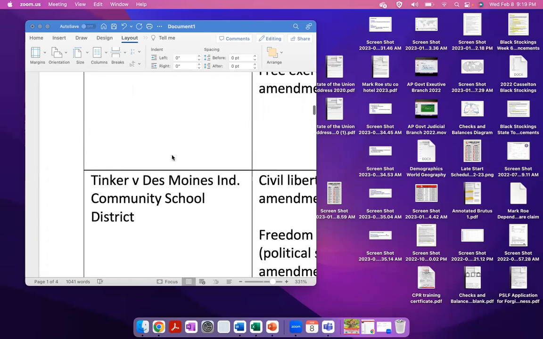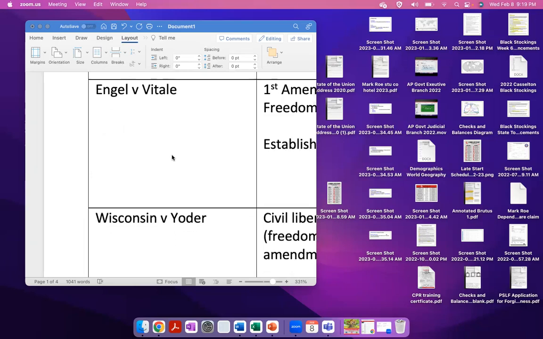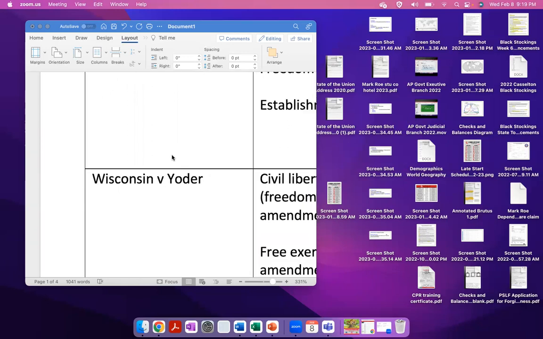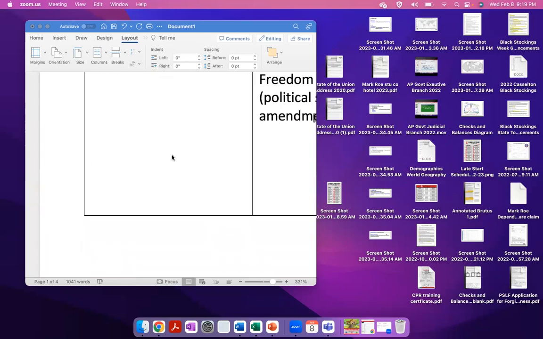Questions on Tinker or questions on these other couple of First Amendment cases? Again, the First Amendment's a big one. It includes our freedom of religion, our freedom of speech, expression, right to assemble, the right to petition the government, and so on and so forth. All right, continuing on. Again, if you have questions, you have to stop me.